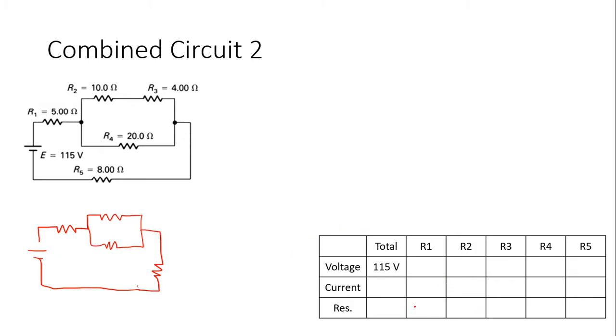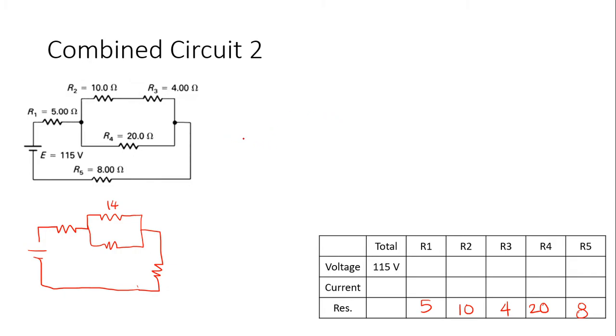Okay, put in my values. R1 is 5, R2 is 10, R3 is 4, R4 is 20, and R5 is 8, and 115 is the voltage. Okay, so my first simplification is to combine R2 and R3. They're in series with each other, so I can just add them. This is equivalent to 14 ohms.